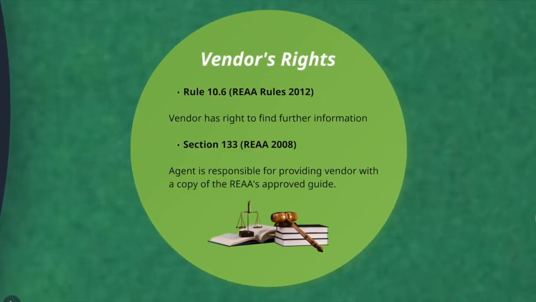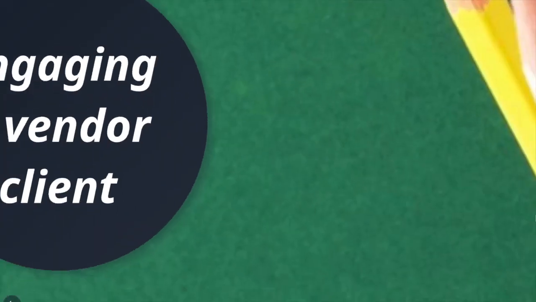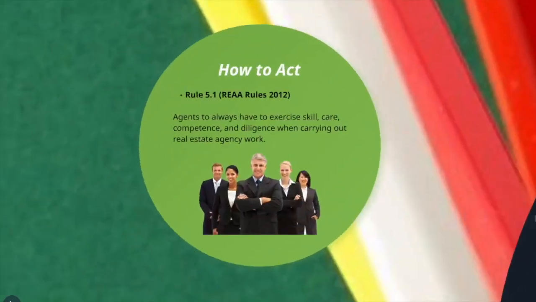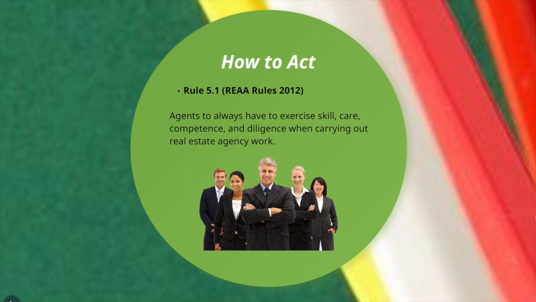Section 133 of the Act also establishes that the agent is responsible in providing the vendor with a copy of the Real Estate Authority's approved guide. The next step involves taking the vendor's property to market. Rule 5.1 demands agents to always exercise skill, care, competence, and diligence when carrying out real estate agency work.